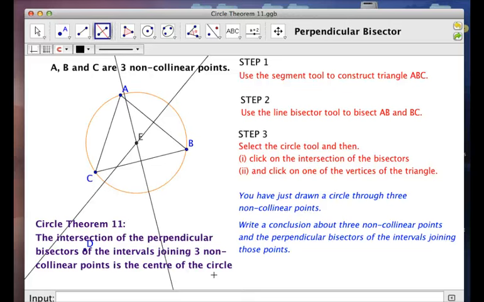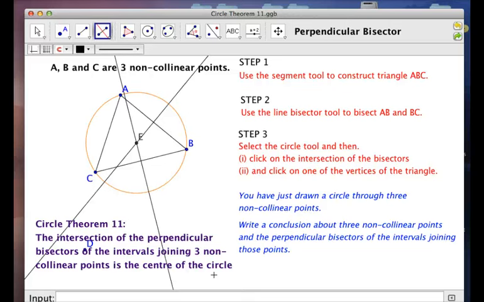Well, Circle Theorem 11, can you write next to it: the intersection of the perpendicular bisectors of the intervals joining 3 non-collinear points is the centre of the circle. So that goes in Circle Theorem 3. In the diagram above Circle Theorem 11, the one that says finding the centre of a circle, you can just do what I did if you want, or just do the steps. Actually, you might want to write the steps.